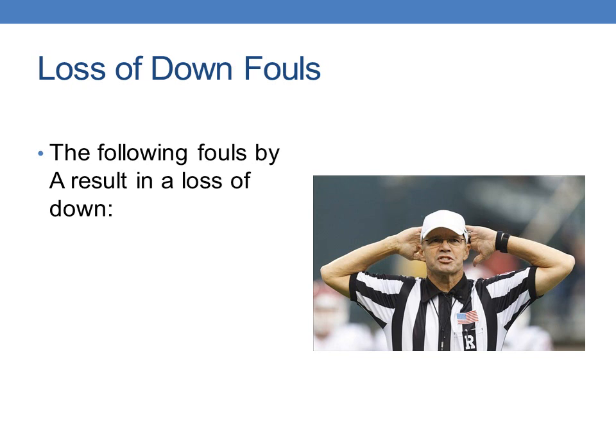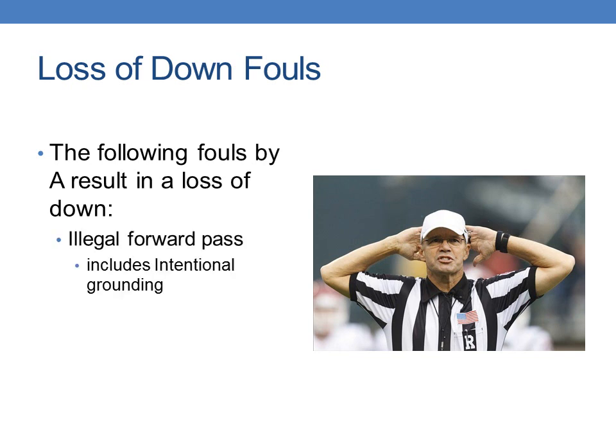There are 5 loss of down fouls that if A were to commit them during a play would result in a loss of the down. That includes illegal forward pass, which also puts intentional grounding in that same bucket. Illegal backward pass, this is a backward pass thrown intentionally directly out of bounds to preserve time. This can really only occur in the last 2 minutes of the half.